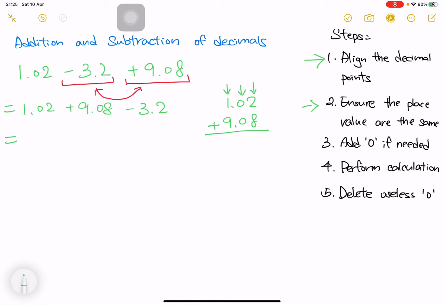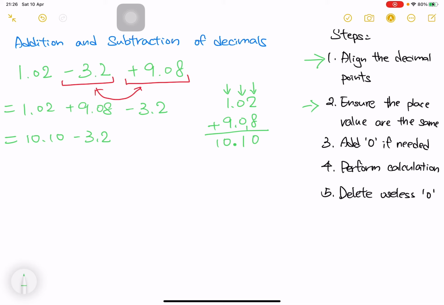So 2 plus 8 is 10. And then 0 plus 0 plus 1 is 1, 9 plus 1 is 10. So make sure that you align the decimal point. The decimal point here, I keep it in place. The answer will become 10.10 and then minus 3.2. Since this is not the final answer part, there's no need for you to delete the useless 0, but if you want to, you also can do it.